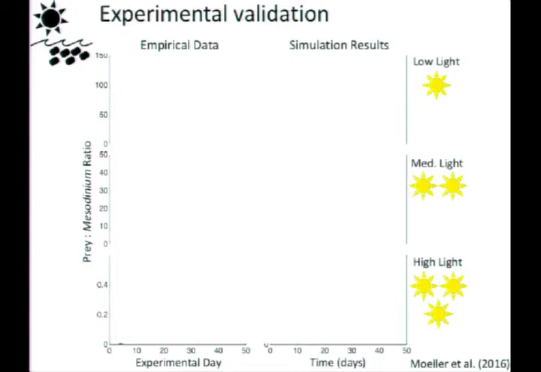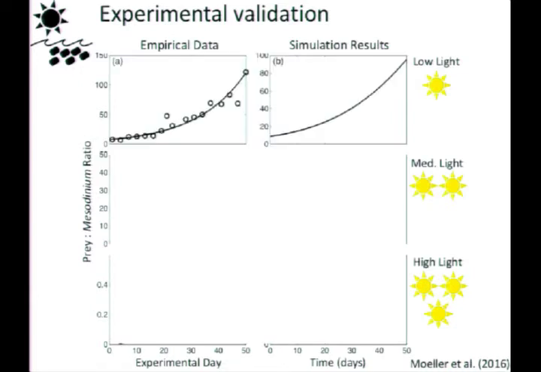And for simplicity's sake, on the y-axis here, I'm just plotting the ratio of phytoplankton prey cells to mesodynium cells, so that we're only looking at one set of points at a time. Okay. So let's look first at our lowest light levels.